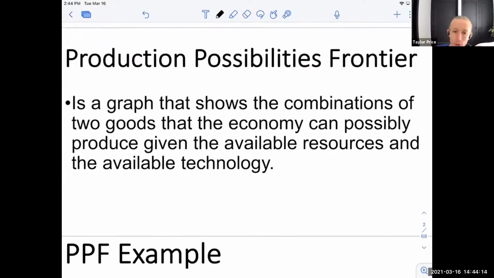So before we get started thinking about trade and the benefits, we first should remember or learn what a production possibility frontier is. A production possibility frontier is basically just a graph that shows two combinations of goods that the economy can produce given the available resources and technology in the economy.